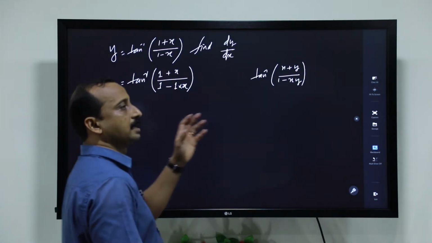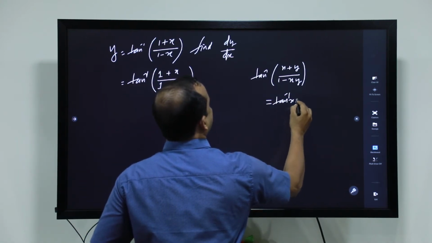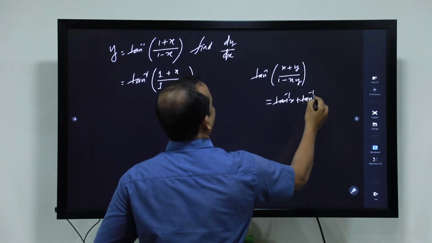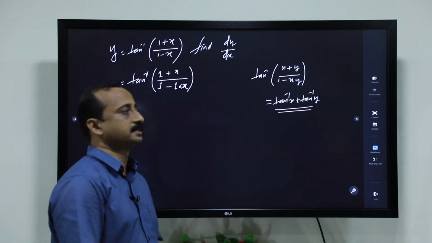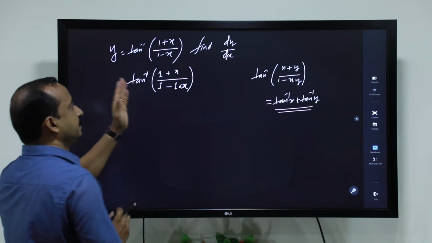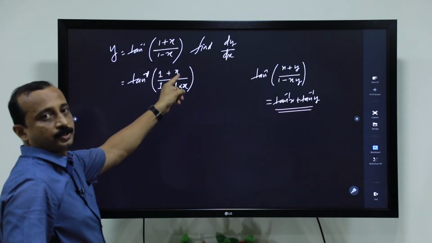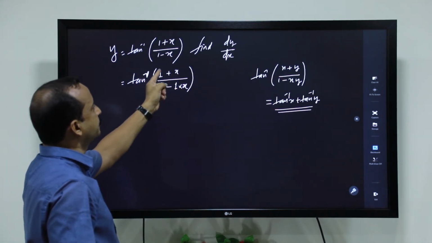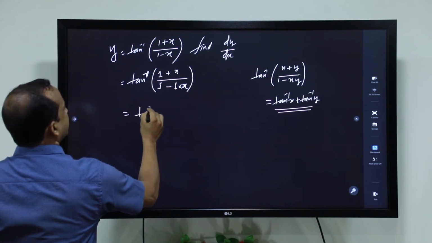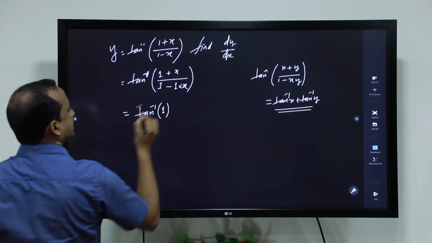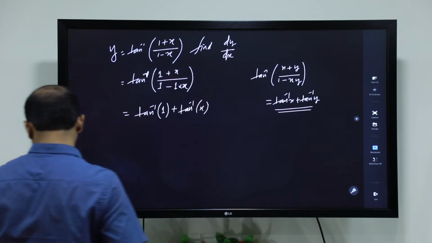You know the formula: tan inverse of (x plus y) by (1 minus xy) is tan inverse x plus tan inverse y. Using that formula, here x corresponds to the value 1 and y corresponds to x. Therefore, tan inverse of (1 plus x) divided by (1 minus 1 into x) is equal to tan inverse 1 plus tan inverse x.